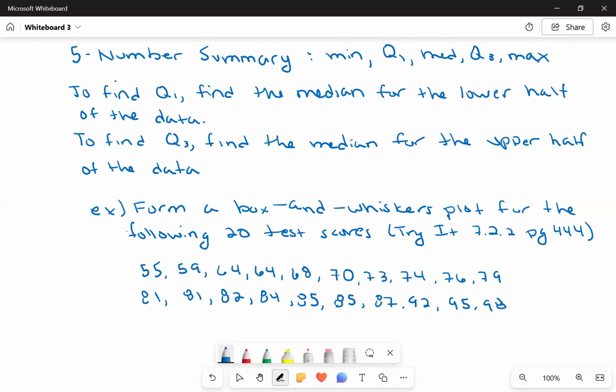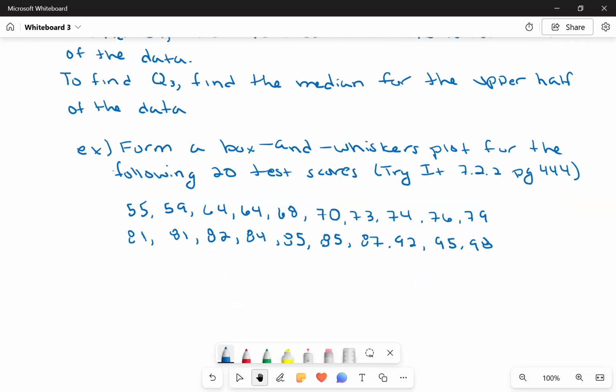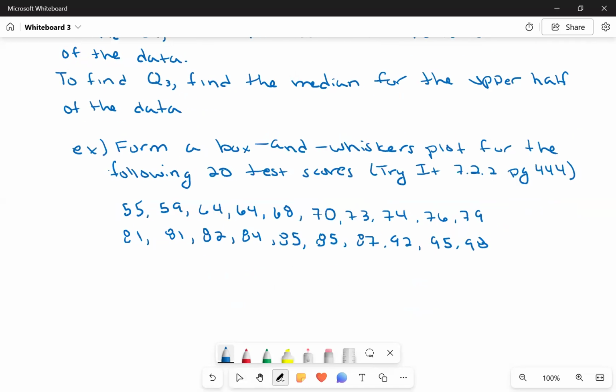So sweet. We're able to actually find the 5-number summary pretty easily from this. So let's start. I'm going to start with the minimum. That's going to be 55. Now, since they went ahead and split the data into two, this is the lower half, and this is the upper half that I was referring to. So I want to find the median of the lower half. That's going to be Q1.